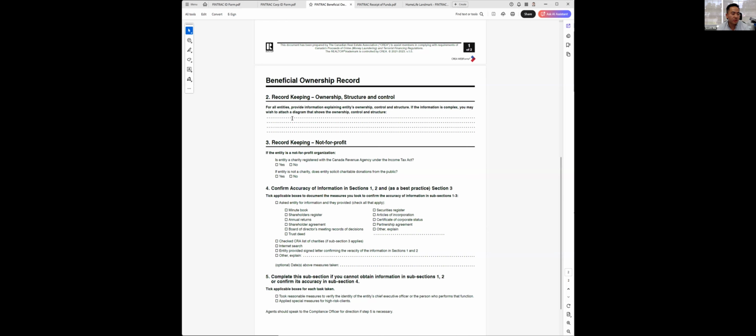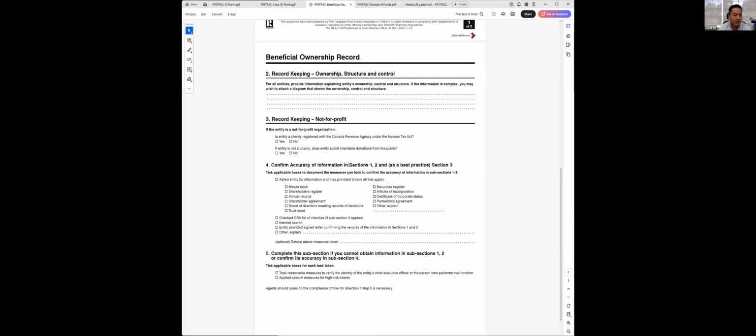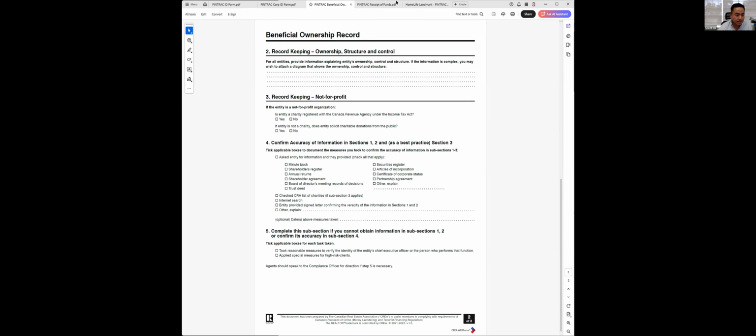Record keeping, so you have to provide info about the entity's ownership, control, and structure. Again, I think it's important to ask at the beginning of the relationship, do you have articles of incorporation? What's the ownership structure? If someone is acting like they own the whole company, you do have to ask, right? Are you the only owner, or is there anyone else that may be a director or officer? And always ask for some kind of documentation to verify that information.